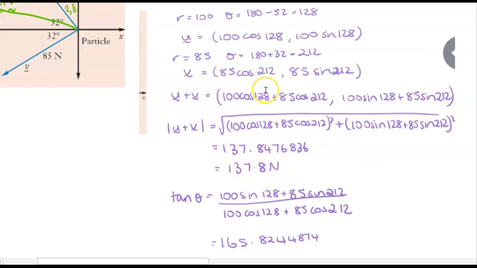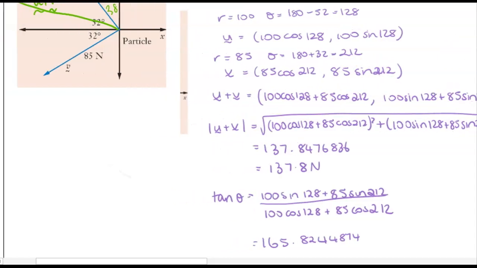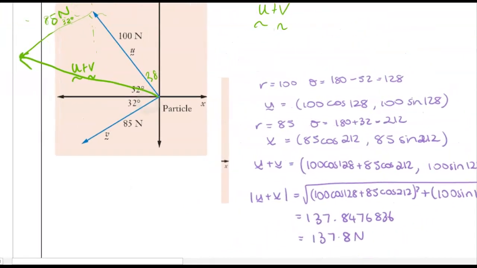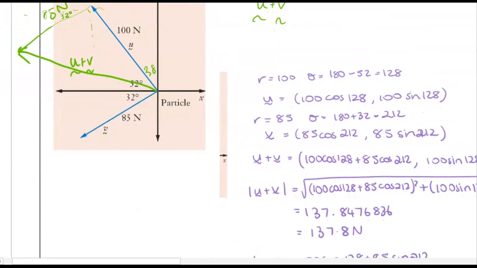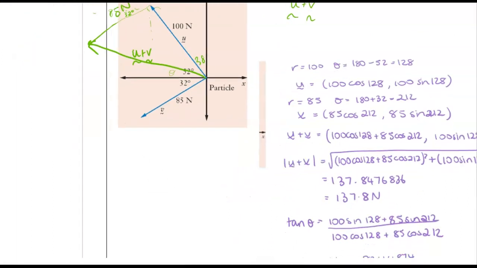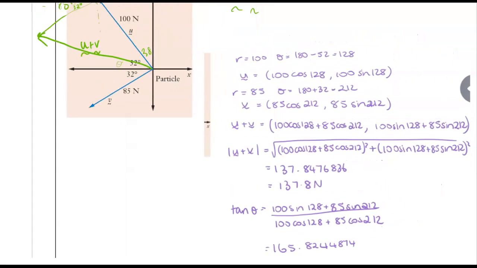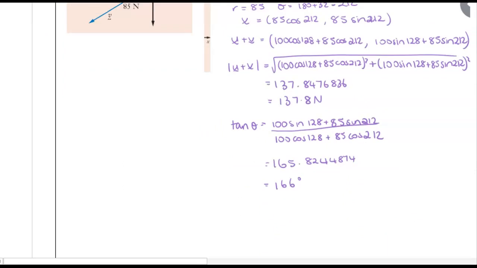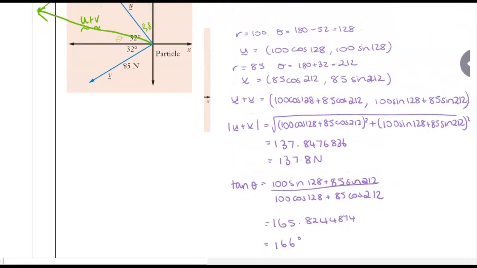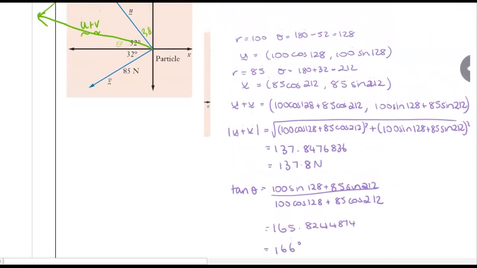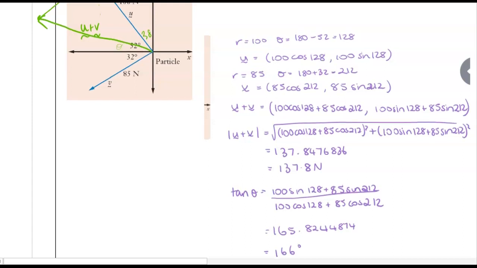Now, we know that those are our components for our u and v vector. So to find our angle theta, that's the angle that I'm going to find in there. I'm popping that in my calculator and end up with 166 degrees. So I've got a bearing of 166 degrees and 137.8 newtons.